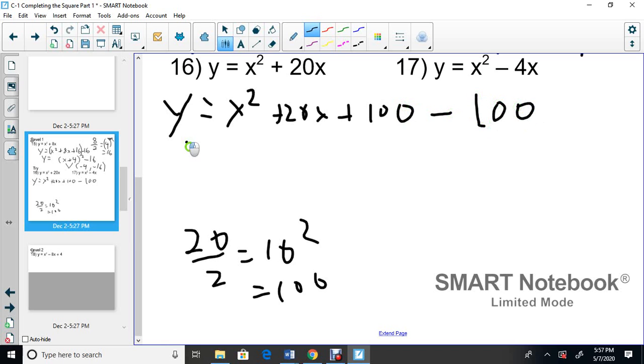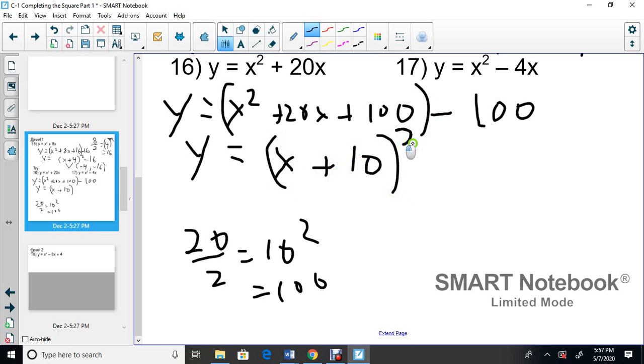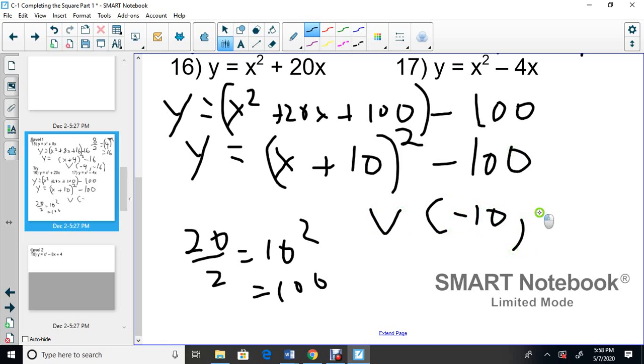Now we're going to go y equals, and we're going to just take this part here. Always plus goes first. And we're going to go x plus 10. It's x plus 10 squared minus 100. Then our vertex for that question is the opposite sign, negative 10, and the same sign, 100. So this is the vertex form here. Opposite sign here is negative 10, same sign here, and that's our vertex. So again, we just did completing the square to figure that out. We took 20 divided by 2 and squared it.